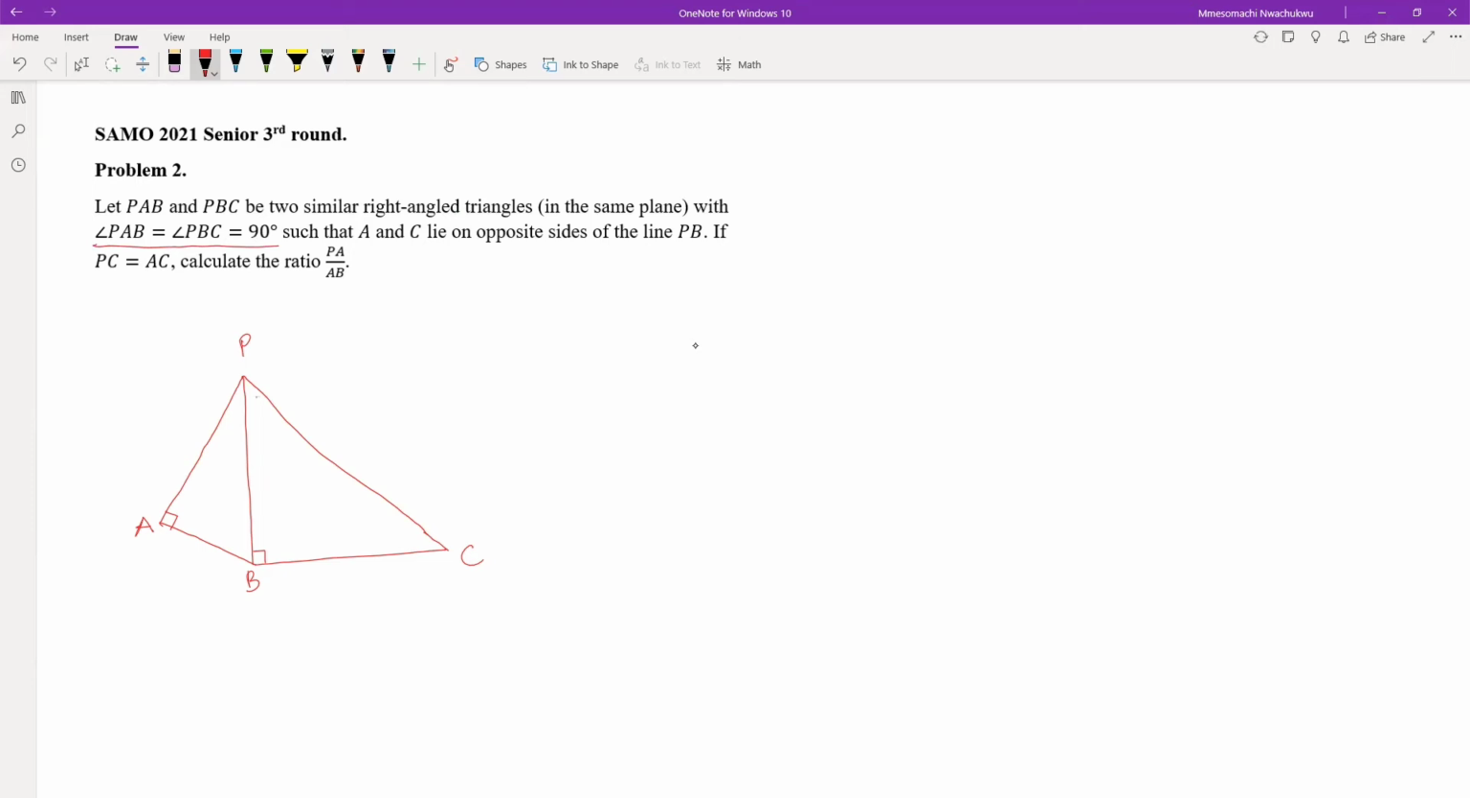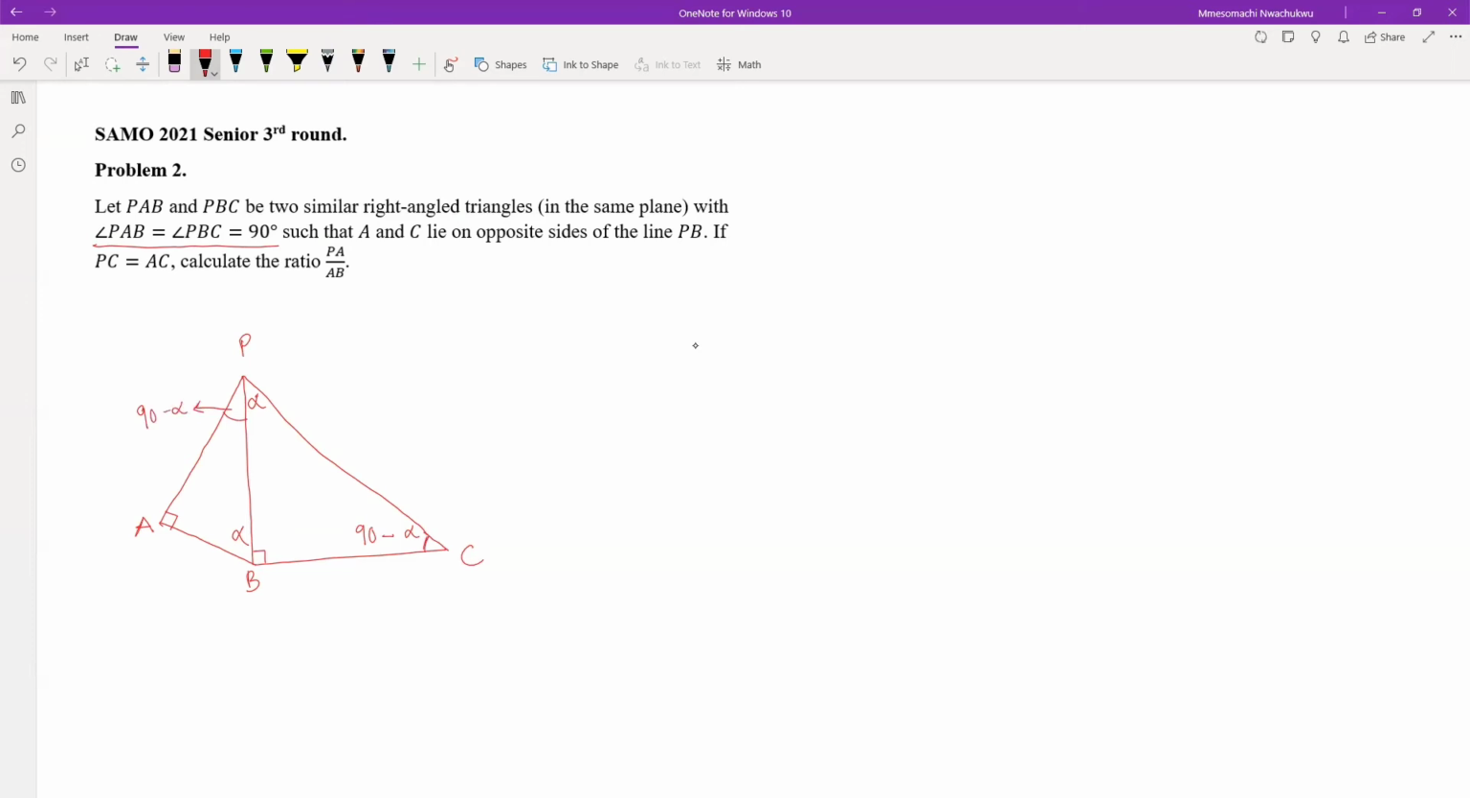So the first case, first of all, let angle BPC be alpha. So the first case is if the orientation of similarity is in this fashion, that is the angle at B in triangle PAB is alpha. What does that give us? We have that the sum of angles in a triangle is 180 degrees. So this gives us that the angle at C in triangle PBC is 90 minus alpha. Okay, and this angle is also 90 minus alpha.